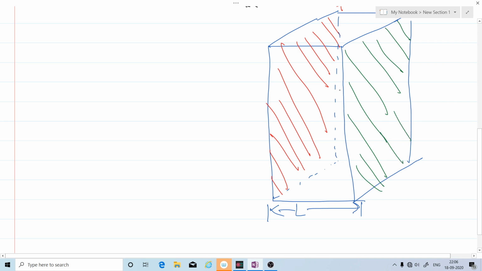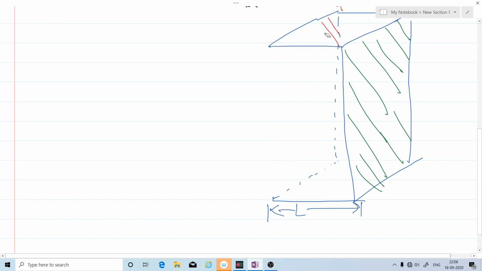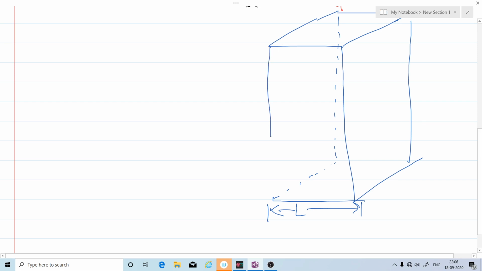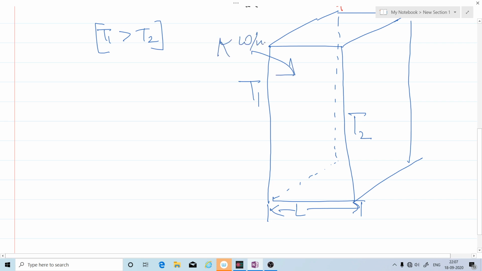So the temperatures of the left and right faces are different. The left face is kept at temperature T1, and the right face is kept at temperature T2. T1 is greater than T2. This is what we need to know. Therefore, the heat transfer will take place from the left face to the right face. The thermal conductivity of the material of the slab is K, watt per meter Kelvin, and the thickness of the slab is L, that we already know.